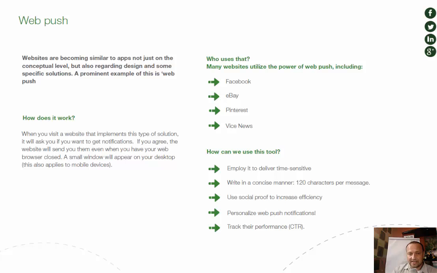Who uses that? Many websites utilize the power of web push, including Facebook, eBay, Pinterest, Vice News, and others, of course. How can we use this tool? Employ it to deliver time-sensitive messages, and write in a concise manner, 120 characters per message. Use social proof to increase efficiency. Personalize web push notifications. Track their performance, CTR.